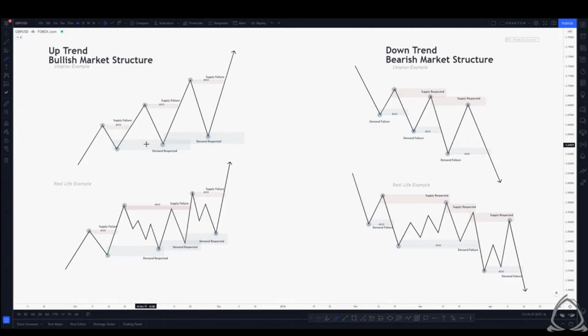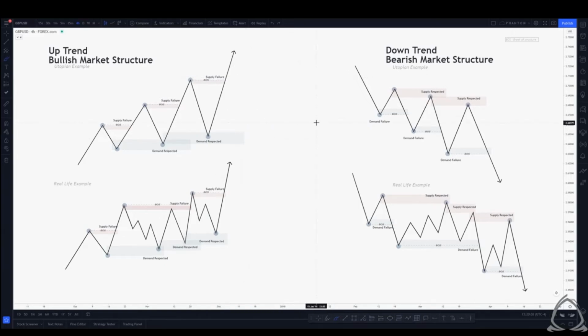And what ends up happening is price will come back into a demand zone, which in this case is the higher low area. And as long as we don't break below this higher low, we're still in an uptrend. Price respects demand and continues moving to the upside, failing supply and creating a higher high. Again, when price pulls back, it taps into demand, it respects demand and breaks supply. And this is ultimately what we are combining when we're combining market structure and supply and demand.